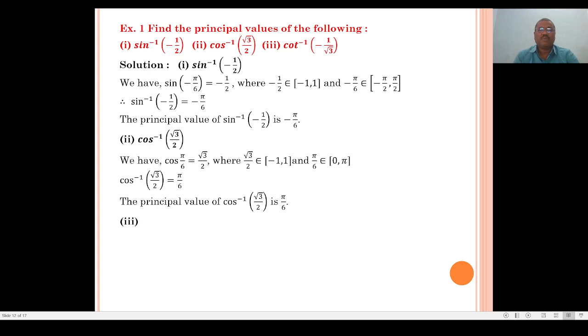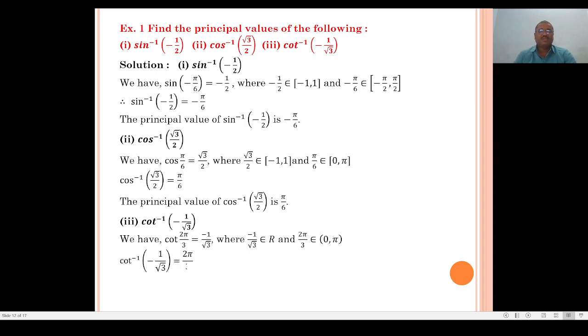Now third example, cot inverse minus 1 by root 3. We have the same thing: cot 2 pi by 3 equals minus 1 by root 3, where minus 1 by root 3 belongs to R and 2 pi by 3 belongs to the open interval 0 to pi. So cot inverse minus 1 by root 3 equals 2 pi by 3, and the principal value of cot inverse minus 1 by root 3 is 2 pi by 3.